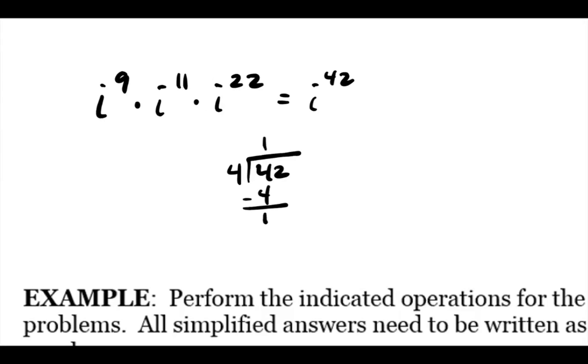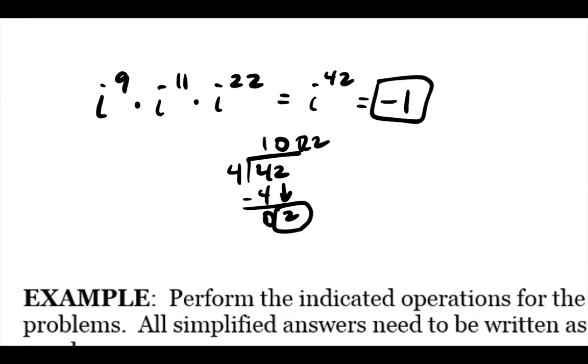Four goes into 42 10 times, and I'm left with a remainder of 2. So if I have a remainder of 2, the answer should be -1.